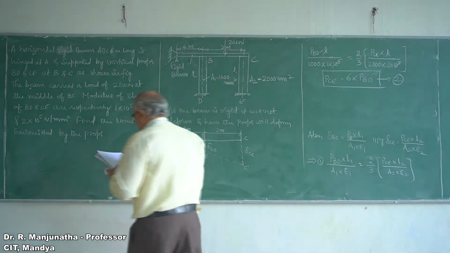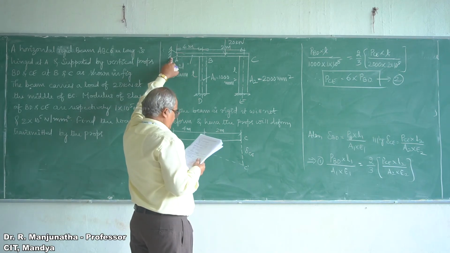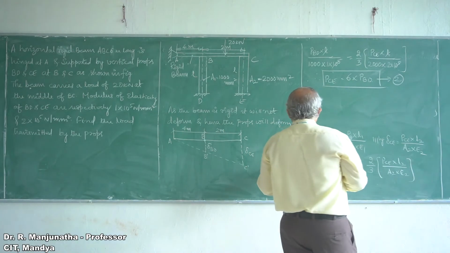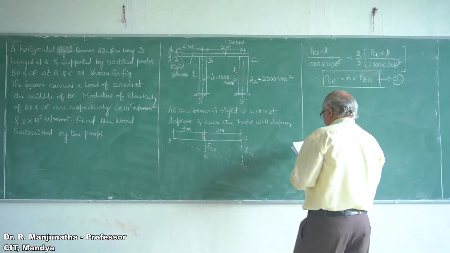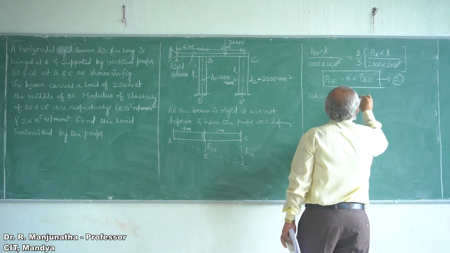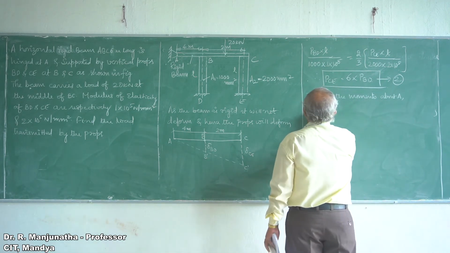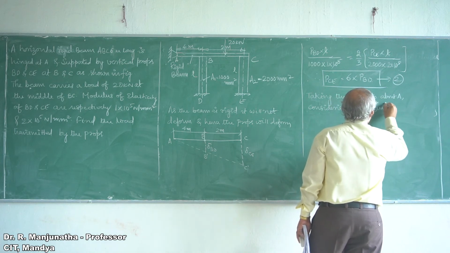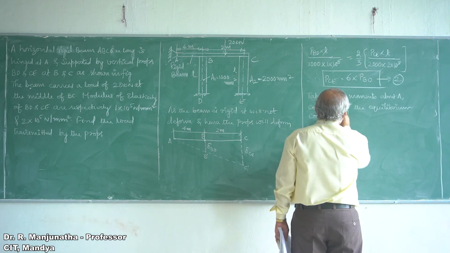Now taking the moments about the point A, considering the equilibrium condition of the beam, we get PBD into 4, PCE into 6, and 20 into 5.